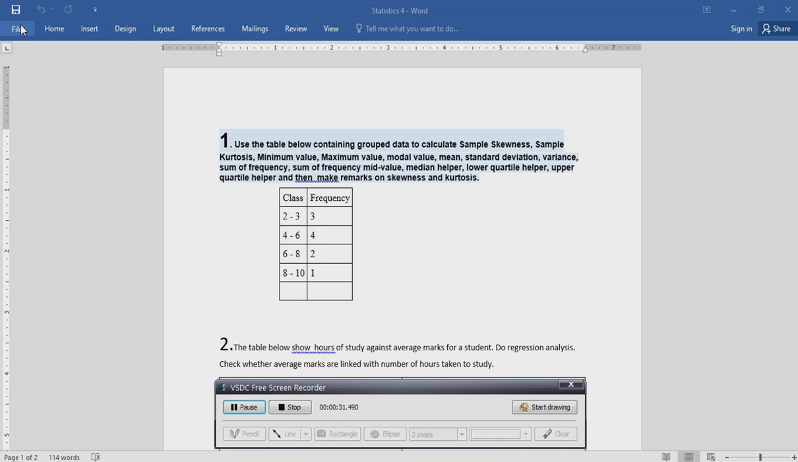Bear in mind that BarEl Software can also calculate skewness and kurtosis for non-grouped data. When it is used to calculate kurtosis and skewness for non-grouped data, the lower limit is taken or regarded as the upper limit. What it means is that the lower limit should equal the upper limit. Please watch and listen attentively.